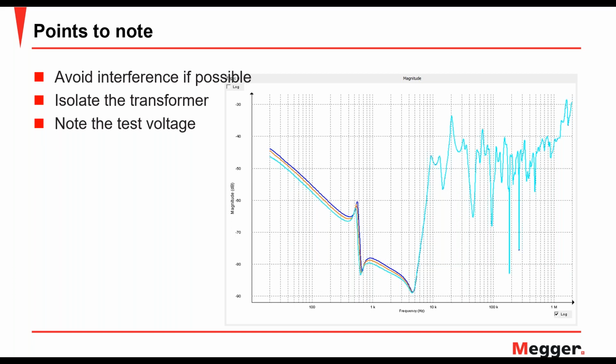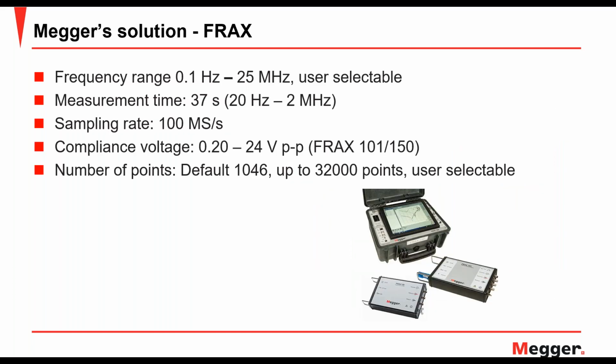The test voltage magnitude needs to be noted, because that can influence the response that you get. Here is an example to show you. In this case, there are 3 curves that you can see. Each of these measurements was done at different voltages: 1 volt, 5 volts, and 10 volts. You can see that it caused a difference in the lower frequencies. So these were the best practice tips with regards to SFRA.